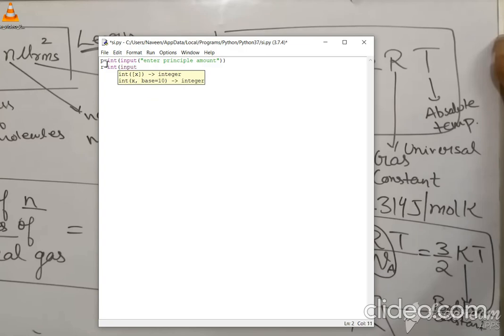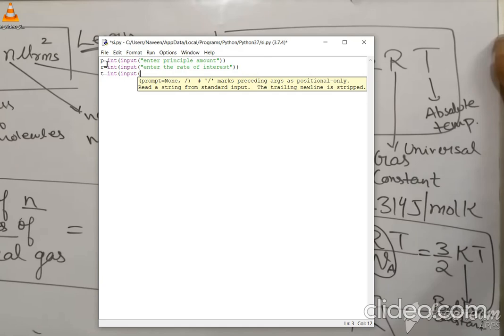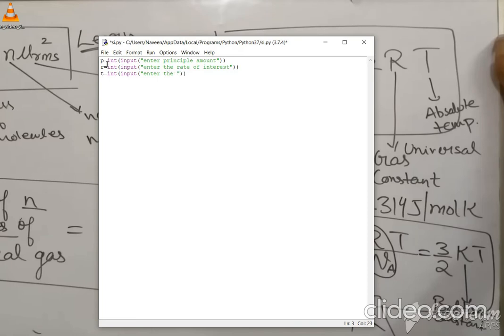Now we will enter the rate of interest. Enter the rate of interest. And then we will enter the time. Input, enter the time period.